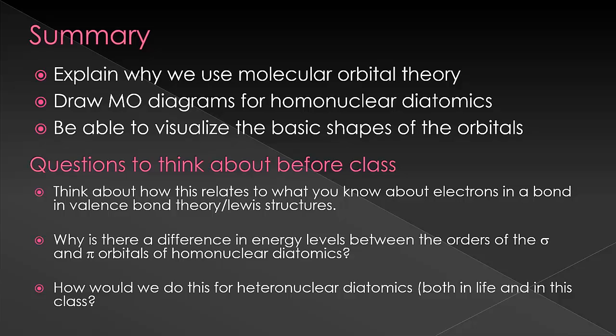Before coming to class, I want you to do some thinking on the following questions. How does MO theory differ from valence bond theory? How is it the same? Why are there differences in energy levels between the sigma and the pi orbitals of the homonuclear diatomics? And how would we do this for heteronuclear diatomics? Both of you were a scientist in a lab actually trying to figure this out, and as a student in this class.